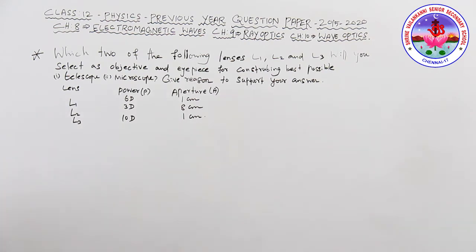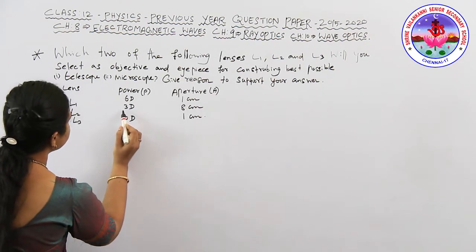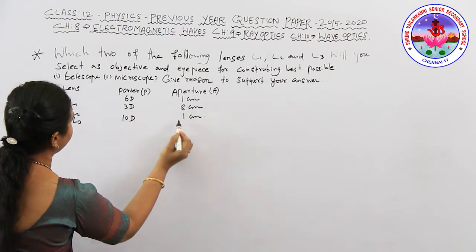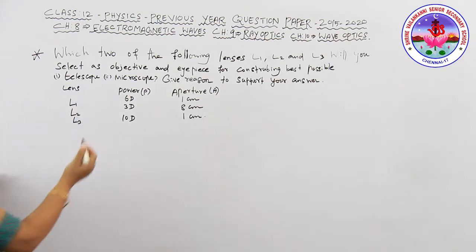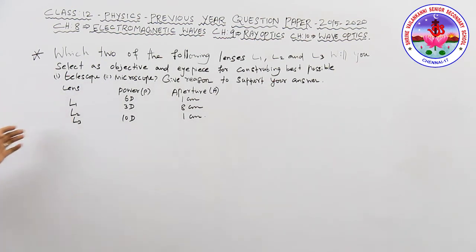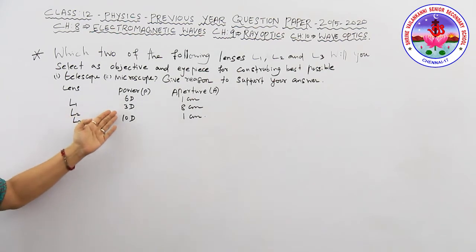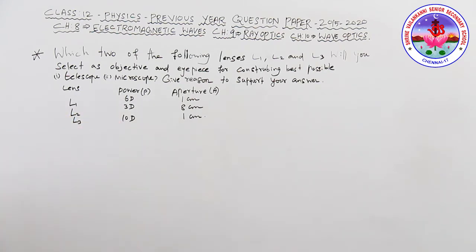So we can say that for the telescope, we can take L2 as the objective and L1 as the eyepiece, right? So L2 is the objective. We can take it for the objective by seeing the power. 3 different powers they have given, L1, L2 and L3 of power 6 diopter, 3 diopter and 10 diopter. By observing it, you can understand that the magnifying power will be larger for L2, so we can take that as the objective for the telescope, and L3 as the eyepiece for the telescope.